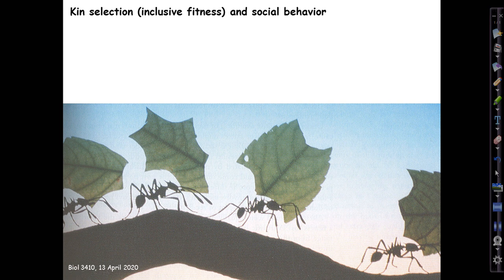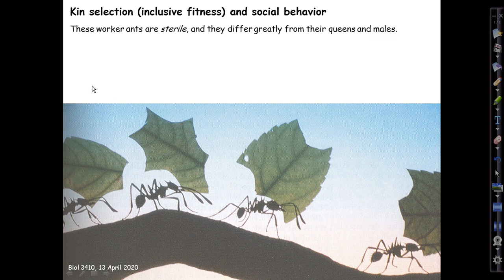Social phenotypes evolve according to rules that are somewhat different from those for other non-social phenotypes. And in this lecture and chapter in the textbook, we'll consider the outlines of the key principle, which is that of inclusive fitness.